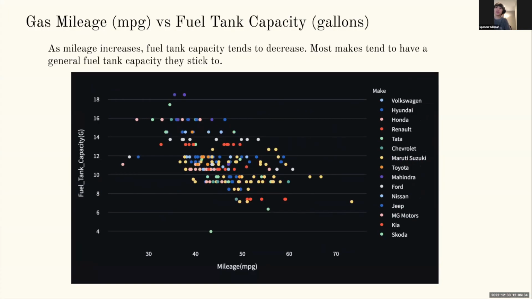And this is the gas mileage versus the fuel tank capacity. There's a somewhat negative correlation between the two, whereas mileage gets higher, fuel tank capacity tends to get lower. And most makes tend to have a general fuel tank capacity that they stick to.